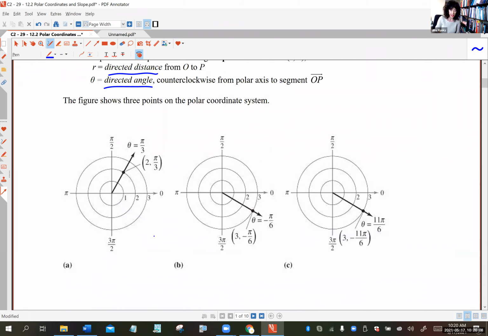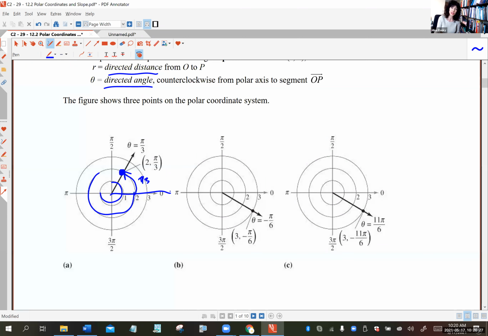So here's a diagram that shows some plotted points. The point right here, 2 pi thirds, is 2 units away from the pole. So you have these concentric circles to try to locate yourself. And it's making an angle of pi thirds with this polar axis.